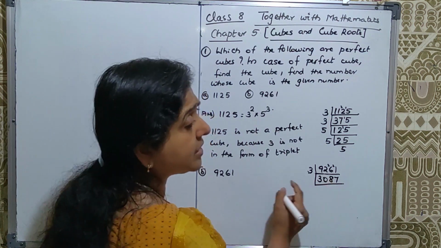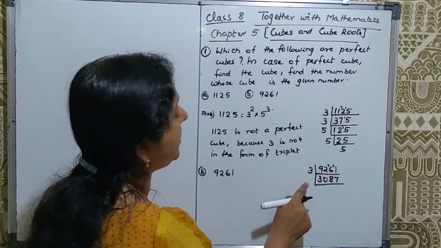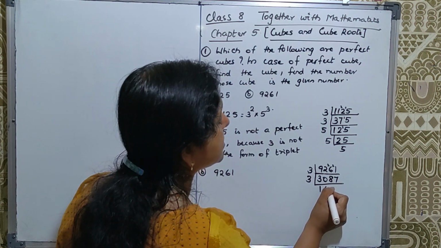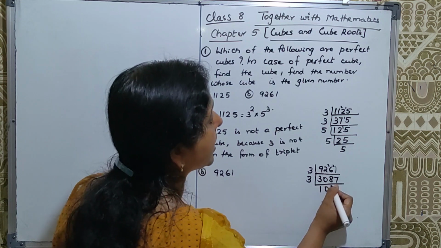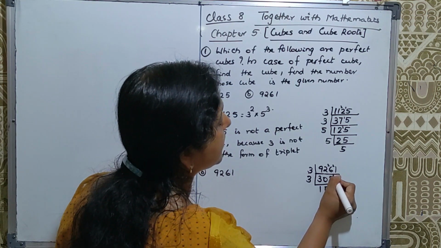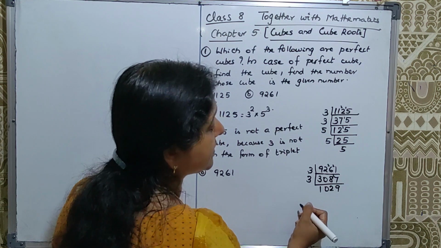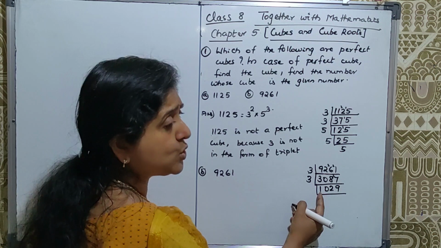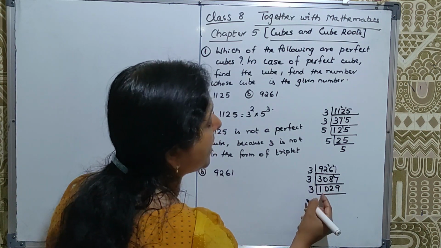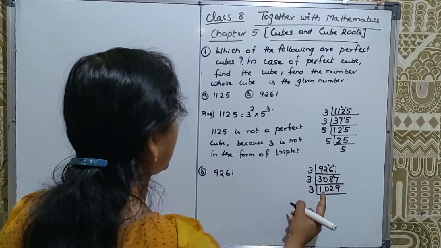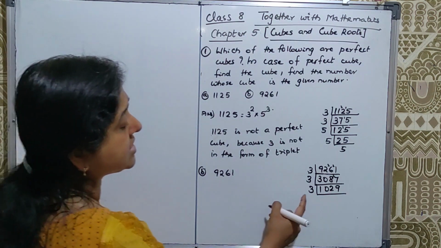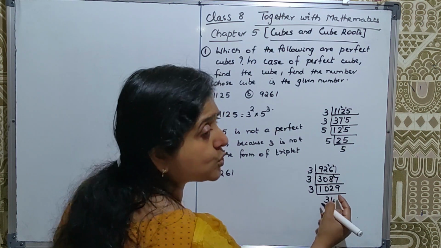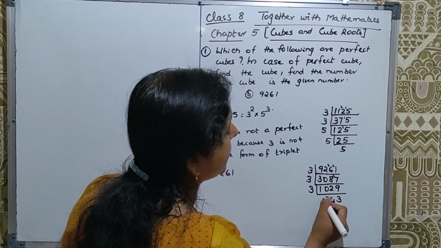Again 8 plus 7 is 15, 15 plus 3 is 18, so with 3: 3 ones are 3. Again 3 into 0 is 0. 3 twos are 6, remainder 2. 3 nines are 27. Again 9 plus 2 is 11, 11 plus 1 is 12. 12 is divisible by 3, so again 1021 we can divide by 3. 3 threes are 9, remainder 1. 3 fours are 12. And again 3 threes are 9.